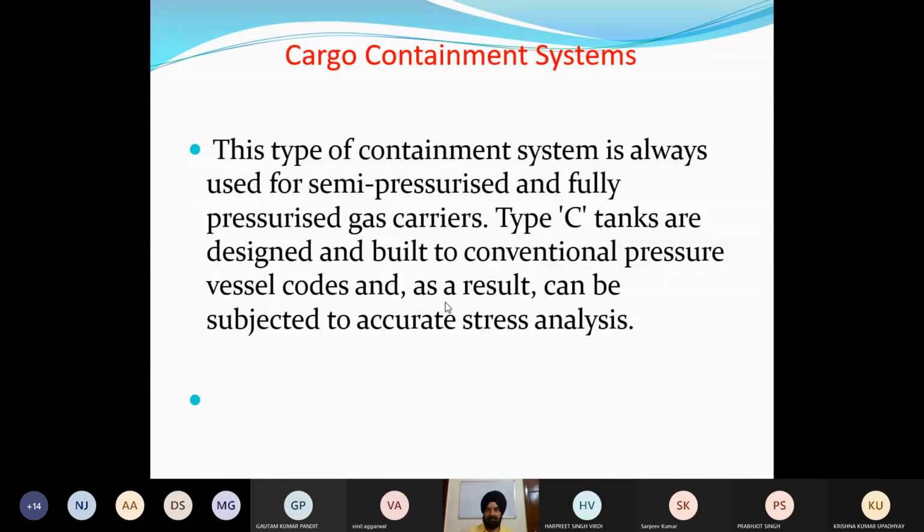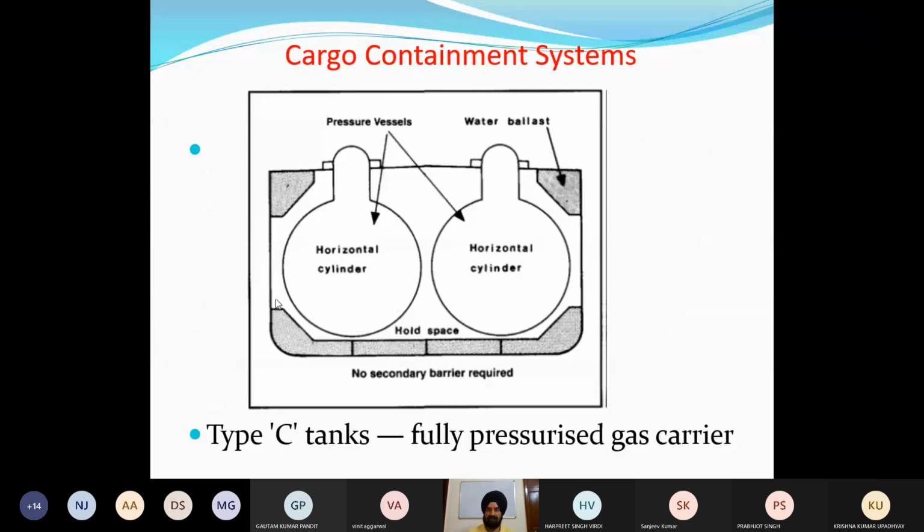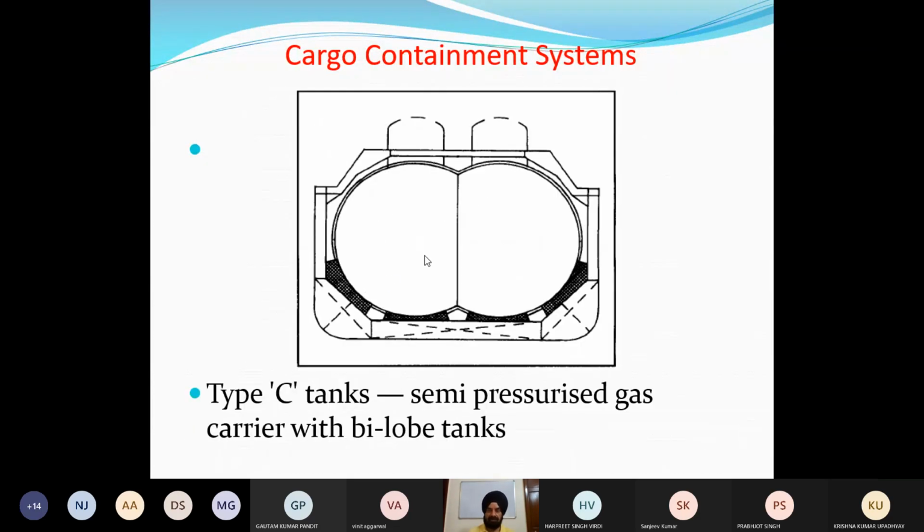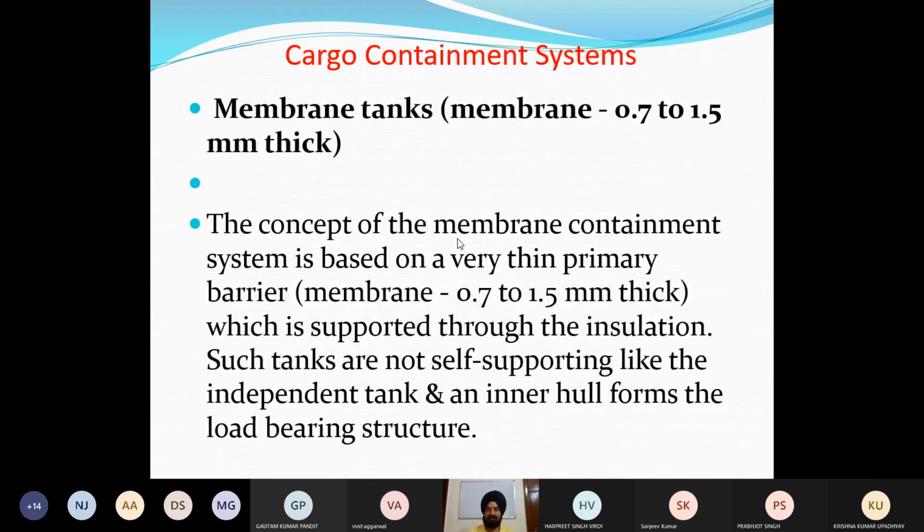So type C tanks are designed and built to conventional pressure vessel codes, and as a result there is a lot of stress analysis. Now they can be spherical like this, they can be bilobe type also, and like this, these are the bilobe. So this is again one of the tank systems.